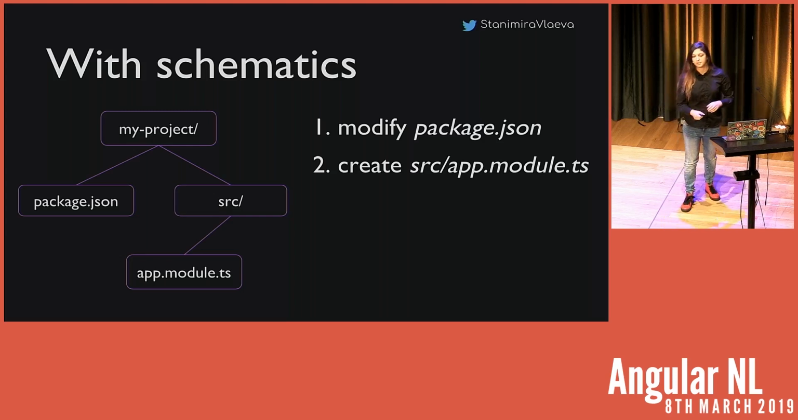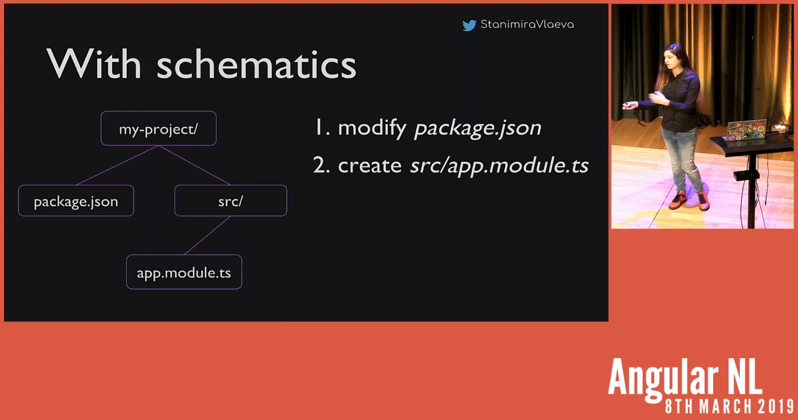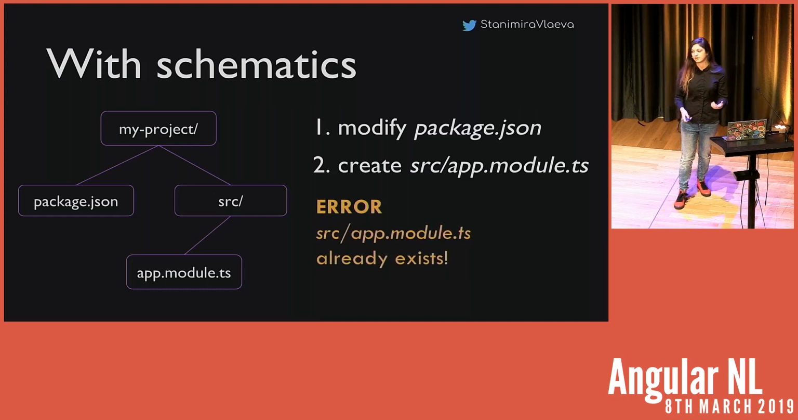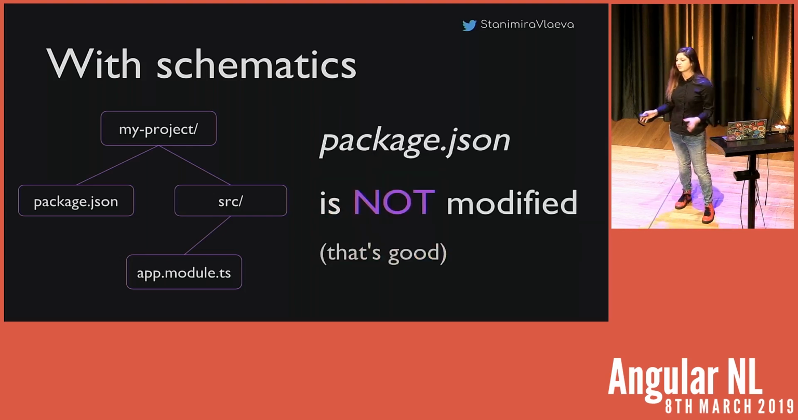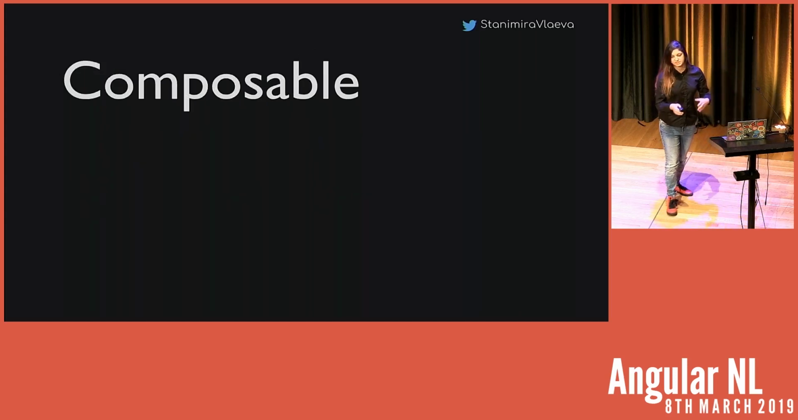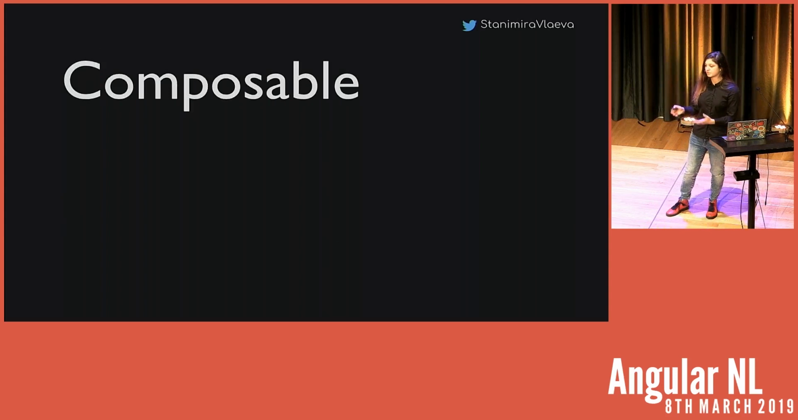And the thing is that before applying all these actions to the real file system, schematics validates all these actions. And we will get an error earlier. Schematics will see that creating the app module will throw an error because it's not possible, and the package.json won't be modified. So the whole setup will fail, and it's going to be a kind of a transaction. So that's the cool part about schematics. It provides atomic updates.